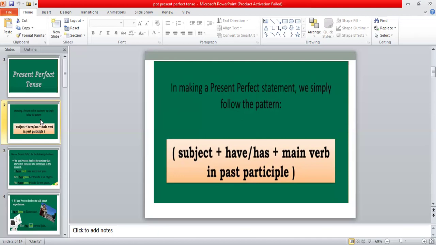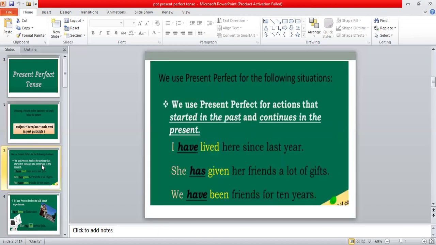So the pattern which we are going to follow in the case of positive sentences is subject plus has or have plus third form of the verb. In this way, you have to construct sentences with present perfect tense. We use present perfect tense for actions that started in the past and continue in the present.